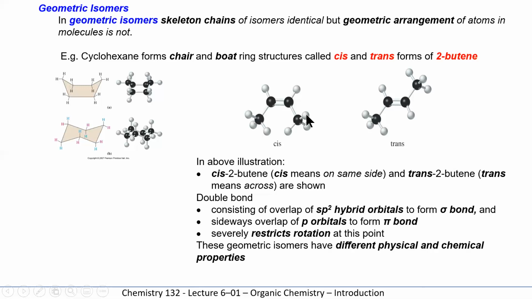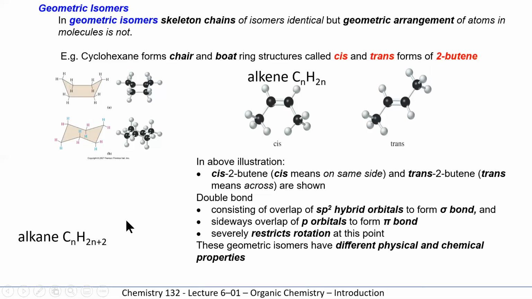So each of these different types of geometric isomers has different chemical and physical properties because the spacing of the functional groups is different. And in some cases, enzymes will recognize the cis arrangement, but they will not recognize the trans arrangement.